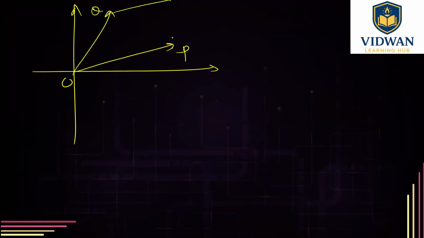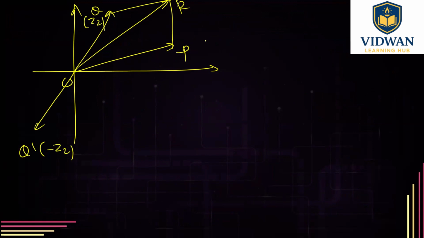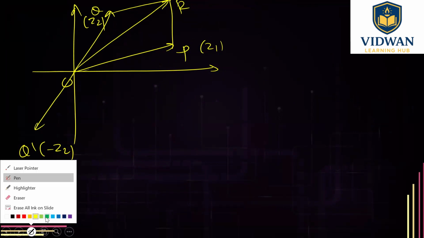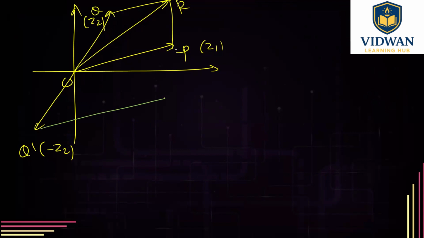And when you make a parallelogram, this was OR. So if you draw the negative vector of Q, this is Q dash, this is minus Z2. This is Z2, the negative vector would be minus Z2. This is anyway Z1. So you can make a parallelogram with OP and OQ dash as adjacent sides. And you'll get a parallelogram here, OR dash. So here OR dash would represent OP plus OQ dash again by parallelogram law of vectors.